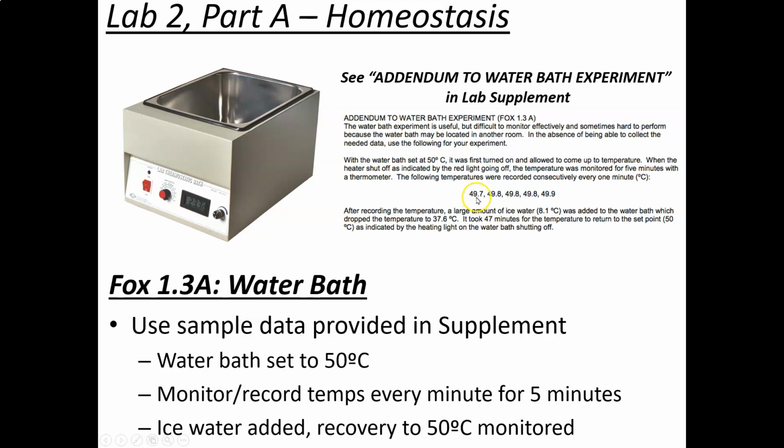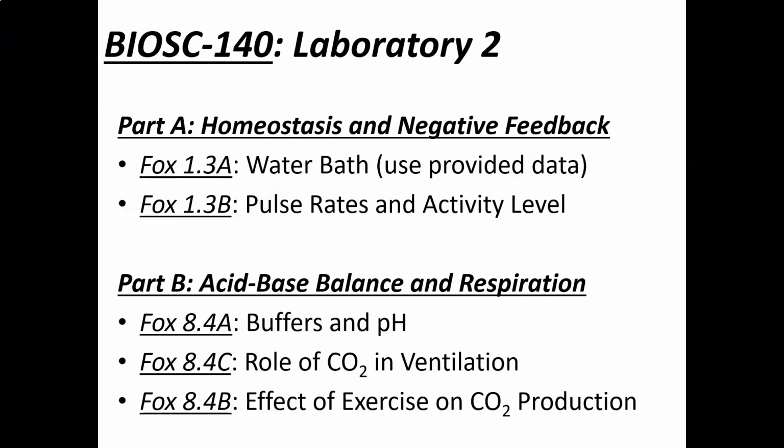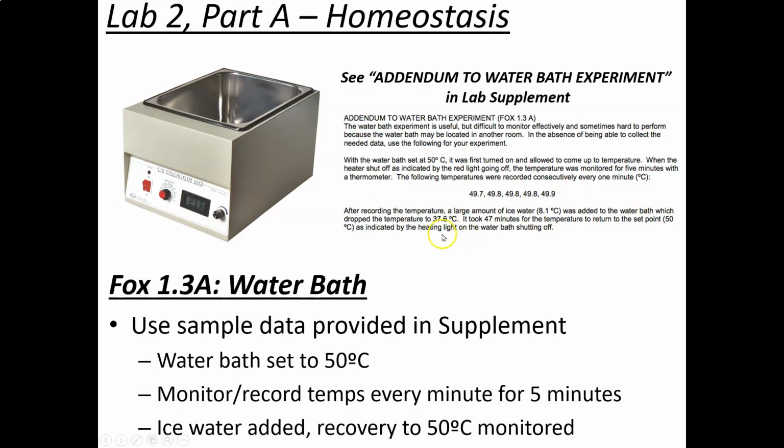We got these temperatures, 49.7. This is in degrees Celsius. Since we're in science, we should do degrees C if we can. And then 49.8, 49.8, 49.8, and 49.9. Sometimes students ask, well, the light went off, yet the temperature is still going up. Why is that? The heating element has shut off, but it's still dissipating heat to the environment, right? It's sort of like a stove, right? You shut off a pan, the pan isn't cool right away. So those are the temperatures.